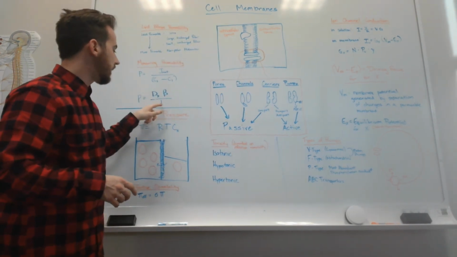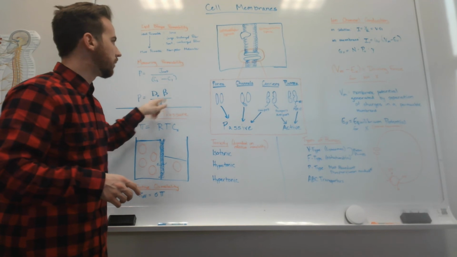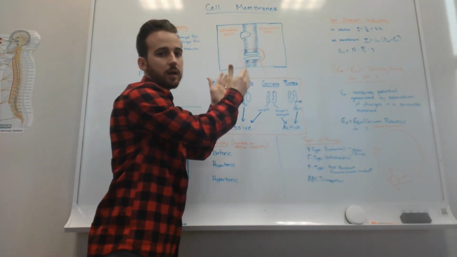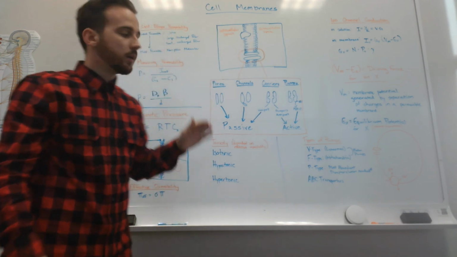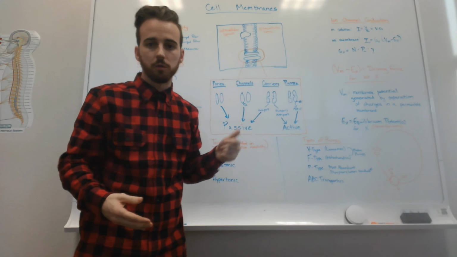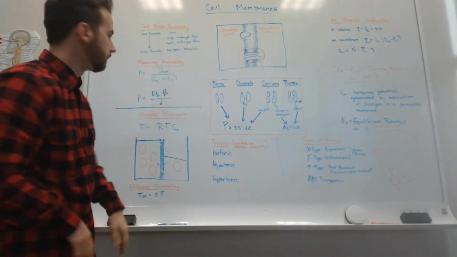Okay? And then this little d here represents actually something about the membrane. It represents the width of the membrane, how thick it is. Okay? If the membrane is thicker, it's going to be less permeable. If it's thinner, it's going to be more permeable. Okay?